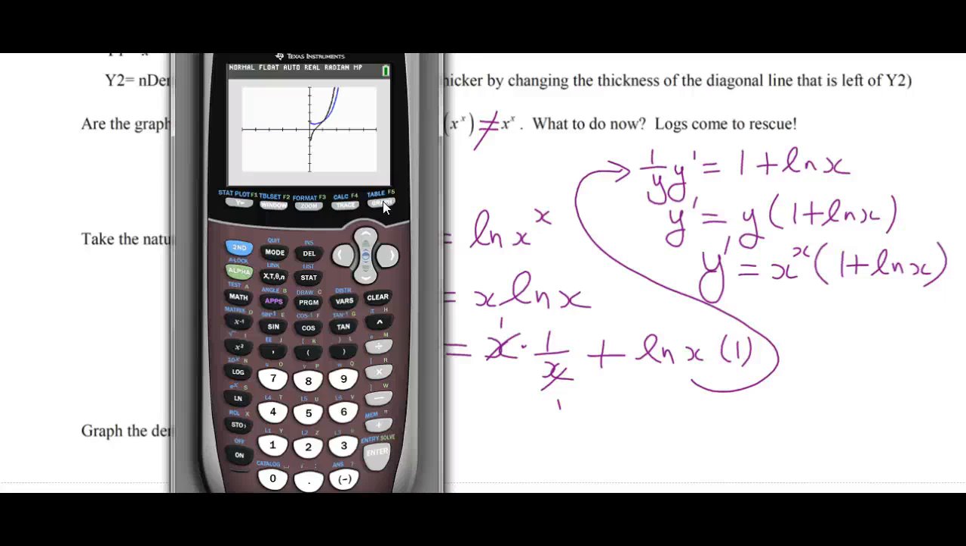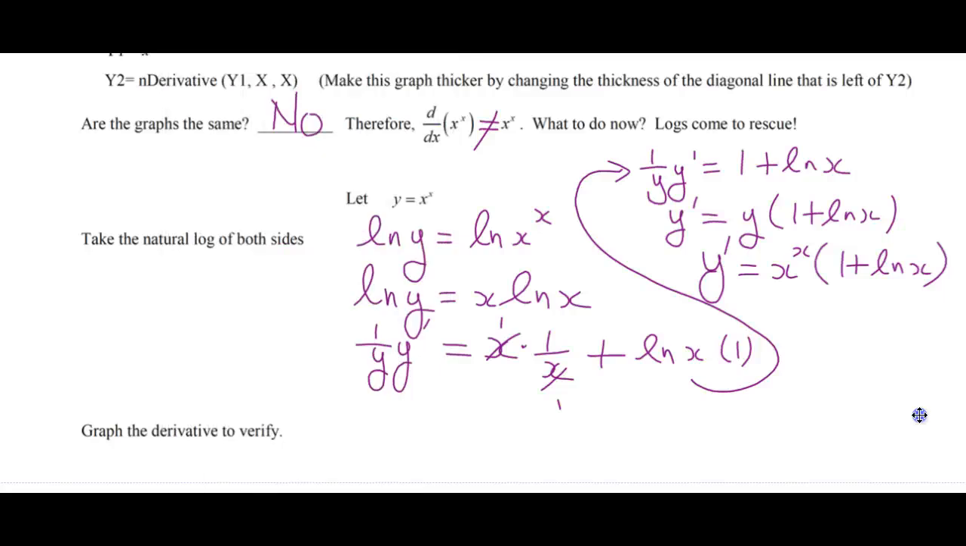If in doubt, replace y1 with x. Graph the derivative to verify. Check. Oops. Check.